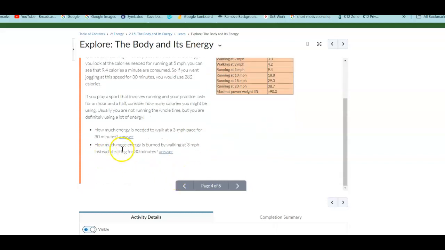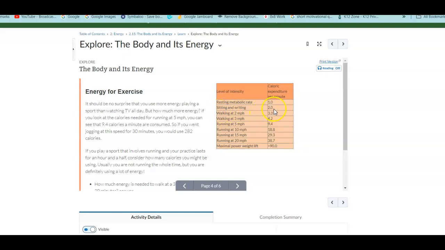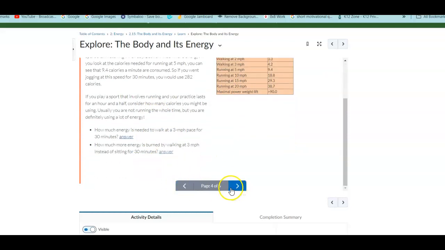And then how much more energy is burned while walking at 3 miles per hour instead of sitting? If you're sitting and riding, that's 2 calories per minute. And so you can do that math to compare.